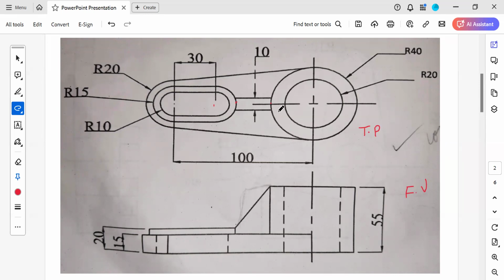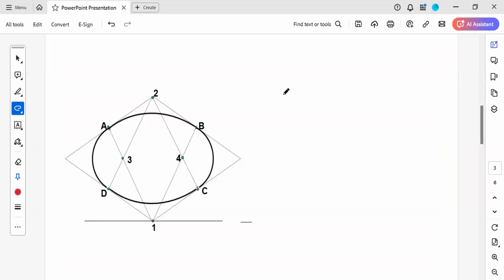In this problem, circles are there. First we need to understand how to draw the isometric view of a circle. Let us take a circle of radius 40. For that we need to construct an isometric square. First we construct a square of 40. This is a 30 degrees line, this is one axis. This is a 30 degrees line, this is the other axis. Here you draw a parallel line, here you draw parallel to the 30 degrees line. So you will get the isometric view of the square.